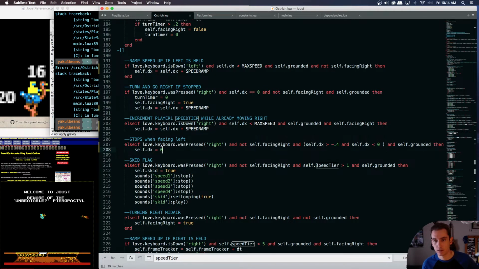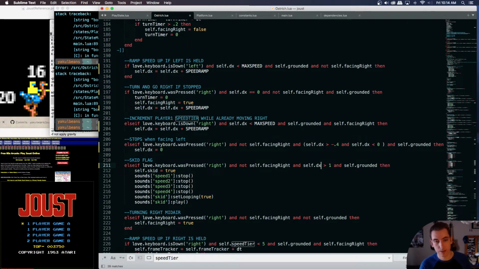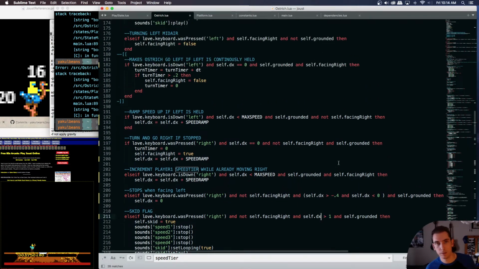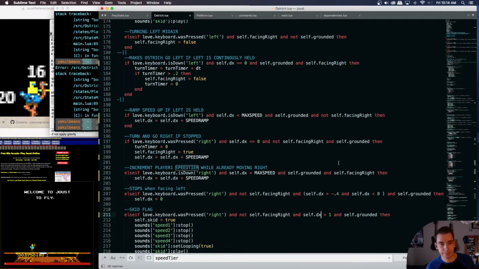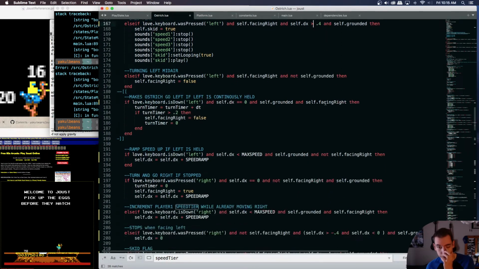Because if it's greater than 0.4 here, well, it's negative, so wait. Right. Yeah. Let me make sure. Keep black. Wait. Okay, no, yeah, that's right. Because that would mean we're moving right faster than our speedTier 1. And left is pressed, then skid to true.